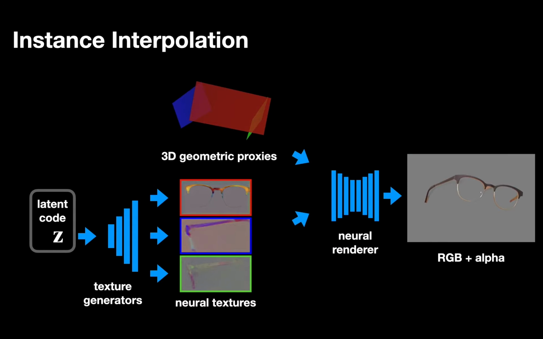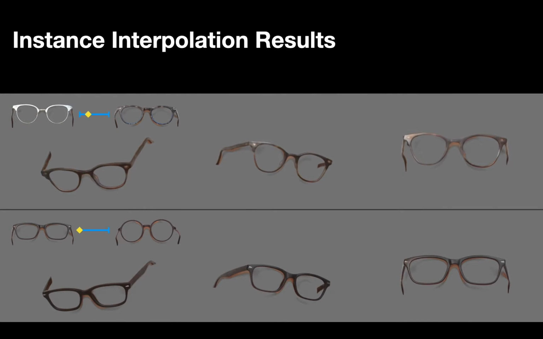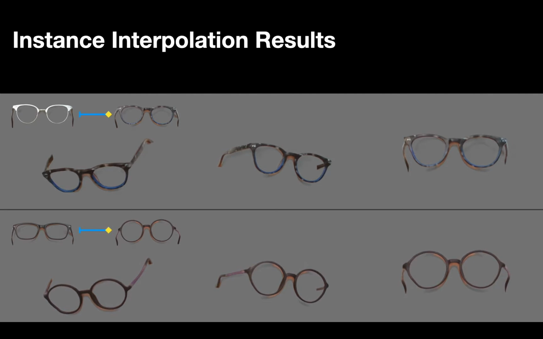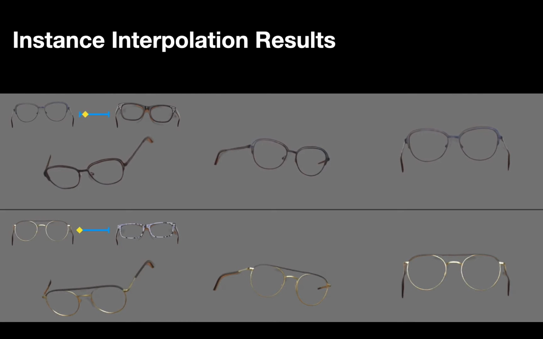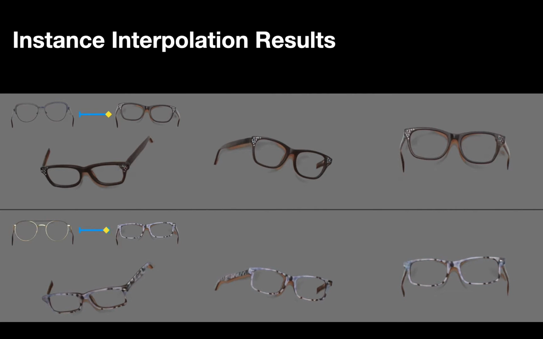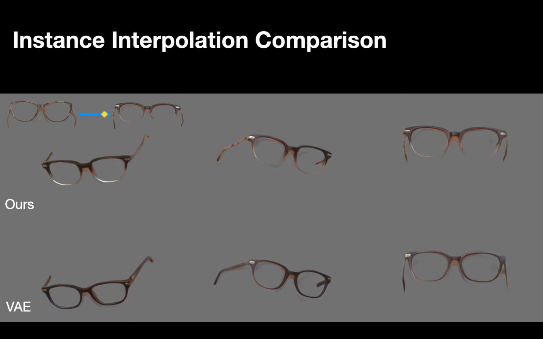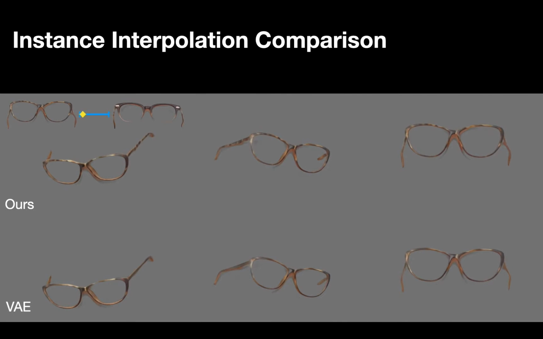We evaluate the quality of our category model by visualizing instance interpolations, where we smoothly interpolate the texture latent code. The interpolations between different instances are smooth, showcasing that the latent space of the category is meaningful. We compare our category model with a baseline that uses a VAE. The interpolations from the VAE tend to be less visually monotonic.